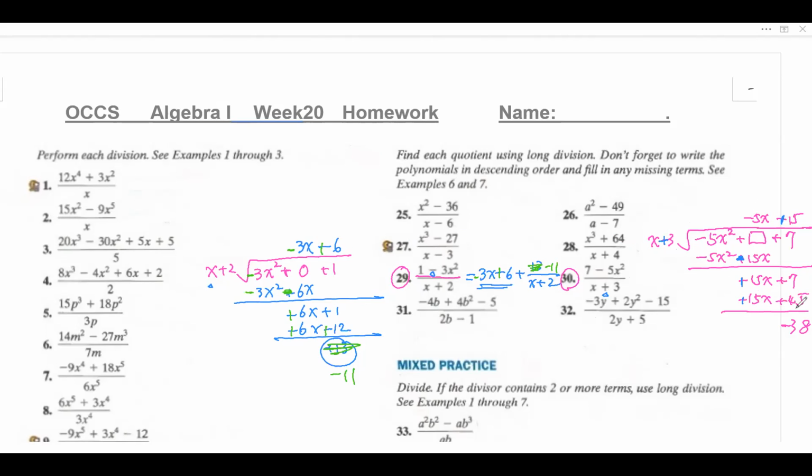So still got a 45. So it got negative 38. The mistake is right here, right in this part. Okay, so you can get a result is negative 5x plus 15, and plus remainder is negative 38 over x plus 3. All right.